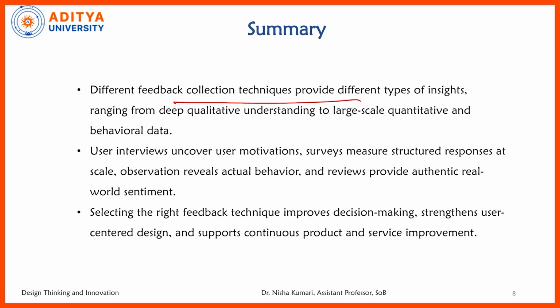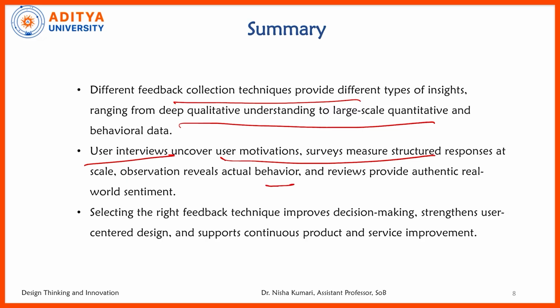To collect feedback from consumers, we have different kinds of techniques. We discussed these four major techniques, and from them we get qualitative as well as quantitative data based on our needs. If we want to understand why the user is behaving in a certain way, we go with the qualitative one. If we want to know how many are feeling the same way, we require quantitative data, so we go with surveys and questionnaires. So user interviews uncover motivations, surveys measure structured responses at scale, and observation reveals the actual behavior of the users.